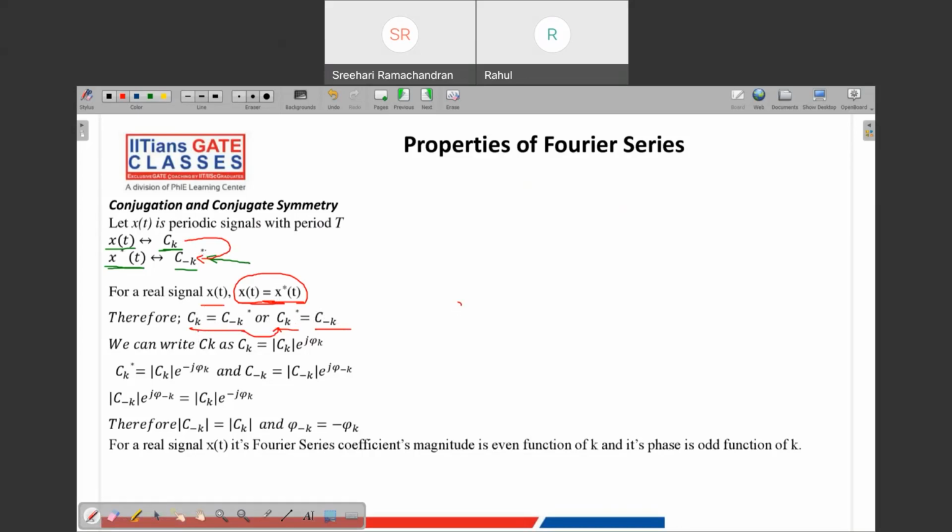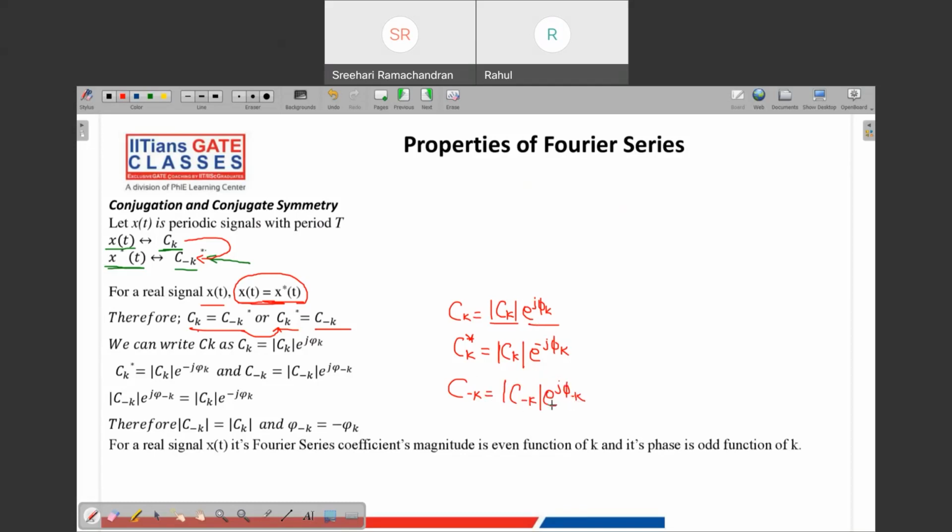Now we know that c of k is a complex number, so it can be written in the form of a magnitude and a phase. This is the magnitude term, this is the phase term. Now when you take the conjugate of c of k, the magnitude term is not going to change because it's a magnitude, but the phase term is going to change. It will become e to the power minus j phi of k. Now when you calculate c of minus k, you just replace k with minus k, so it becomes the magnitude of c of minus k times e to the power j phi of minus k.